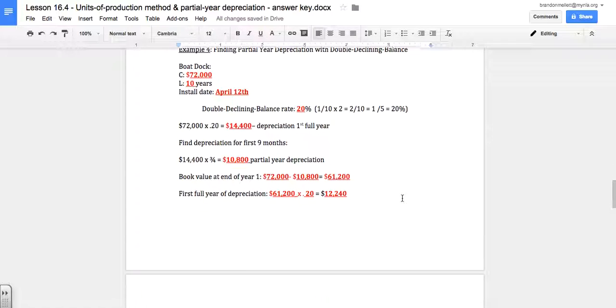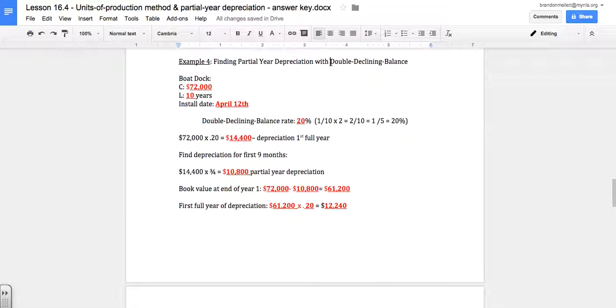Example 4. This one we're using the double declining balance method. We have a boat dock of $72,000, a life of 10 years, and it was installed on April 12th. The first thing we need to do, as we did in lesson 16.2, is find the rate that we would use to find depreciation. In lesson 16.1, if we were given 10 years, we would put 1 over 10, and turn that to a decimal, which would be 0.1, and then we'd have 10%.